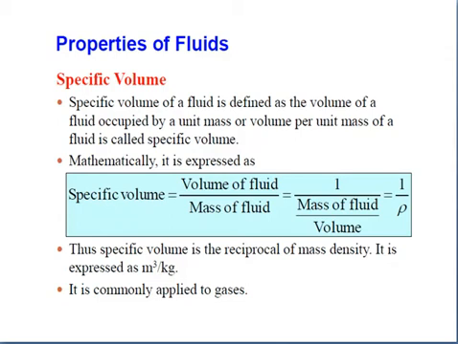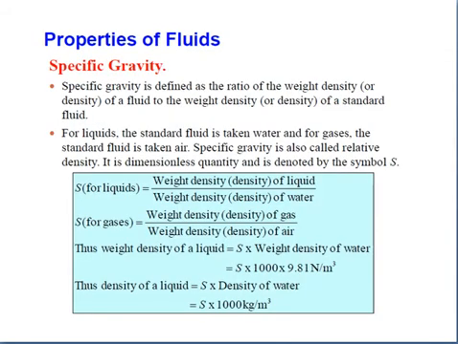Okay. Now go to the next property, that is the specific gravity. It is also called as relative density. Now see the definition. Specific gravity is defined as the ratio of weight density or simply density of the fluid to the weight density of the standard fluid.